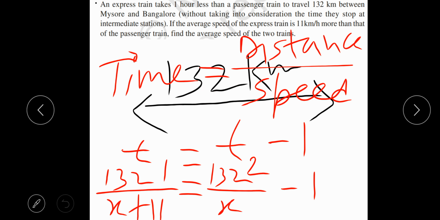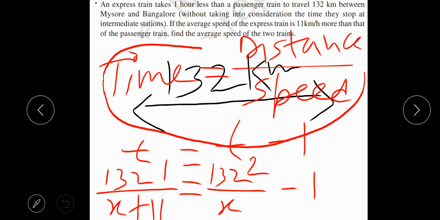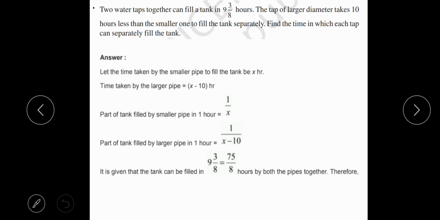Now the next question is again your same question. This question I already discussed in my previous video. The question is: an express train takes 1 hour less than the passenger train to travel the 132 kilometer between Mysore and Bangalore, and if the average speed of the express train is 11 kilometer per hour more than that of the passenger train, then find the average speed of the two trains. You can go through this question in my previous video, in which I explained it already. Now let's do the next question.